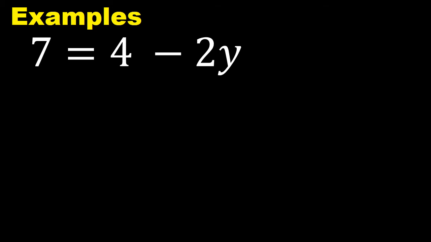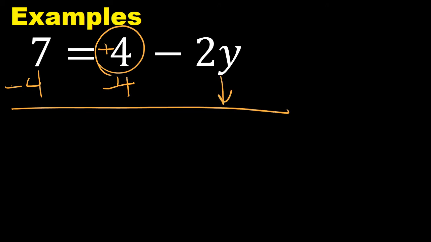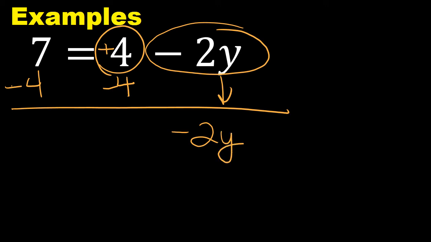So what about this one? I have 7 equals 4 minus 2y here, and so let's go ahead and take a look at what we have to do here. So I have 4 on the right side. Since this is positive 4, I'm going to go ahead and subtract 4 from both sides of my equation. I'm going to bring down negative 2y, bring down my equal sign. Then 7 minus 4 is going to give me 3.